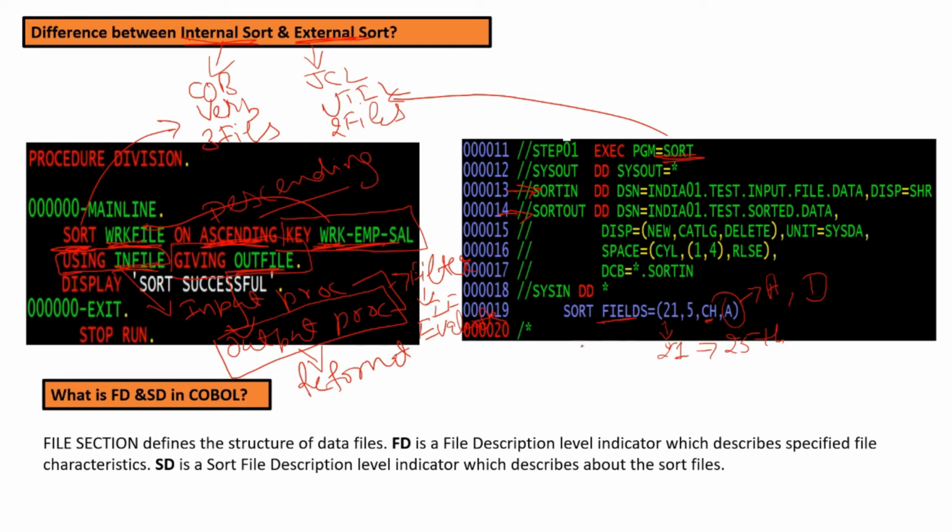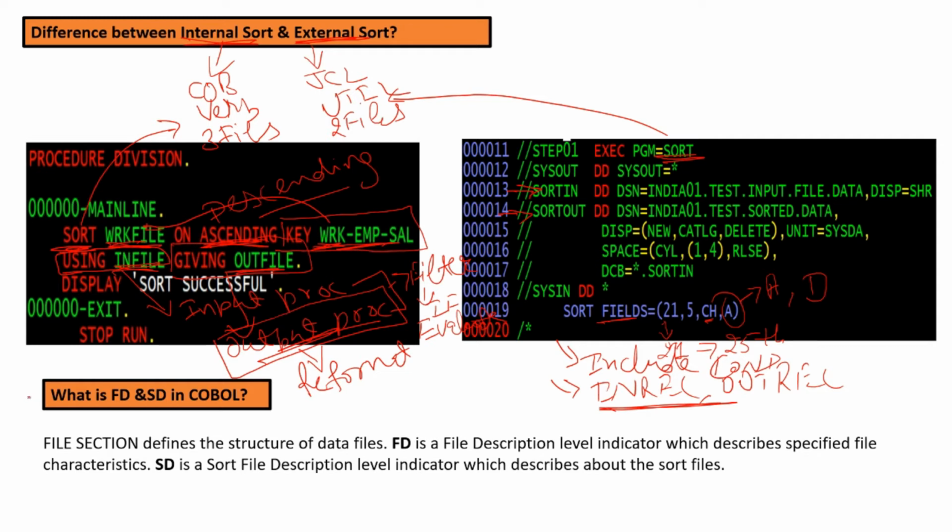In case of sort utility, we first use the include condition to filter the data. And second, we use the inrec and outrec to reformat the output file. But here we use the output procedure to reformat the output file, which will contain the sorted data.